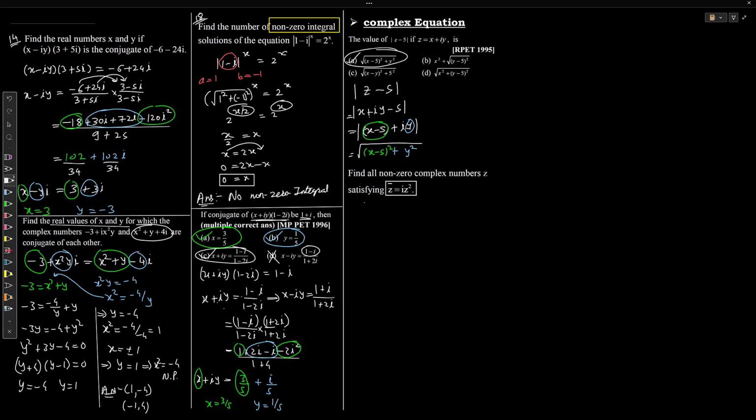They have not mentioned that z is equal to something. We have to take it ourselves. So we will take z is equal to x plus iy. Before you start the solution, ask first: what are we supposed to find?